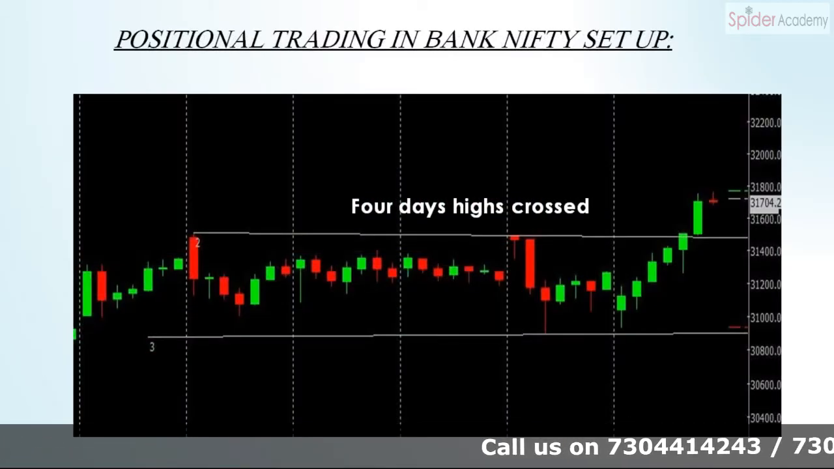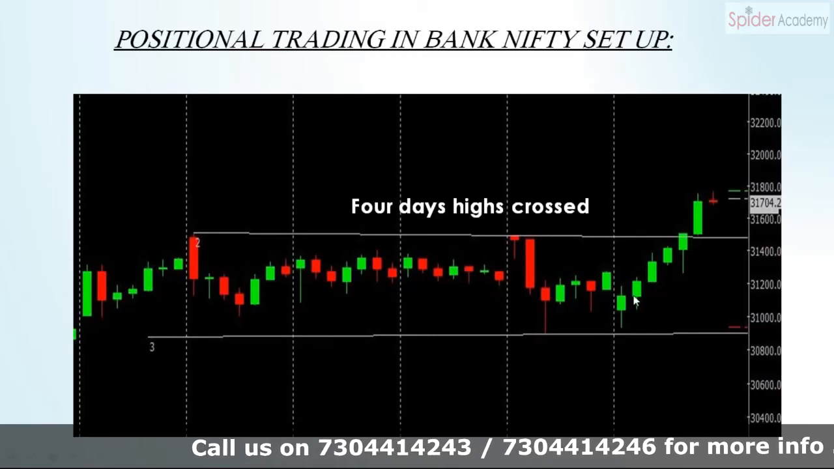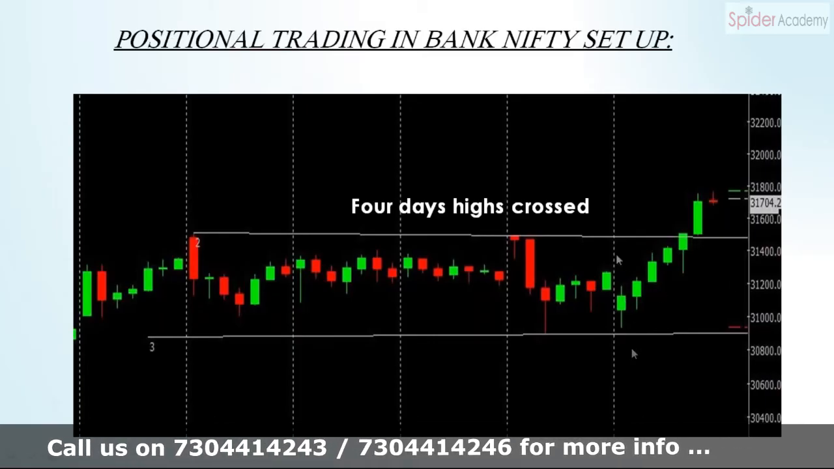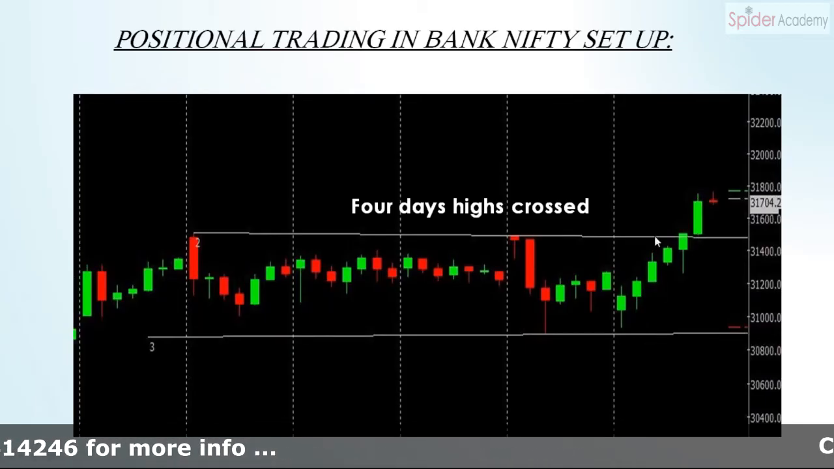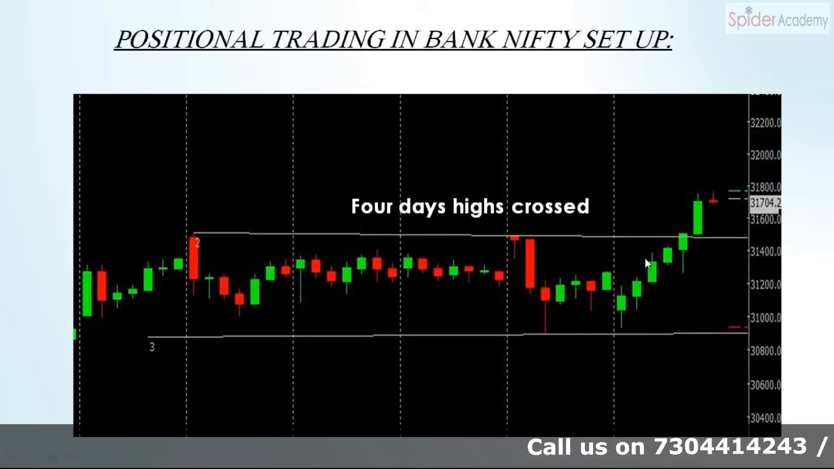And my target will be this wick, the consolidation wick. That means 30,900 to 31,450, around a 600 points target from this point. So the first condition is that the 4 days high should be crossed.